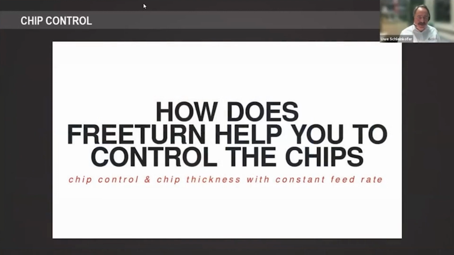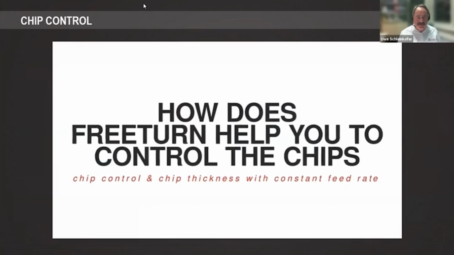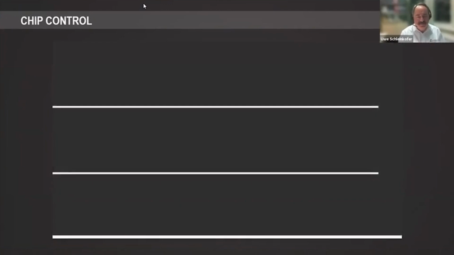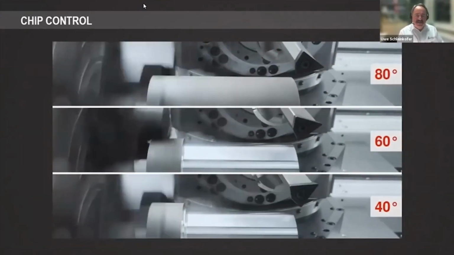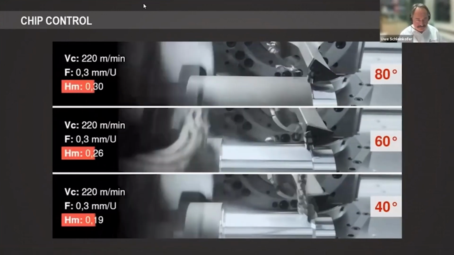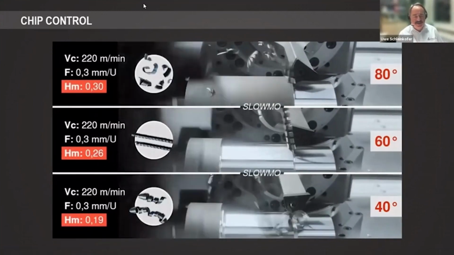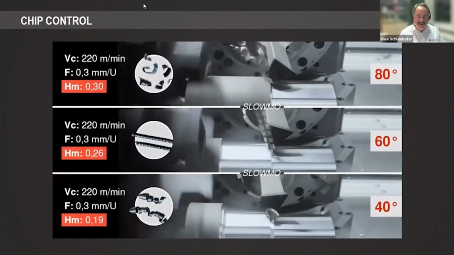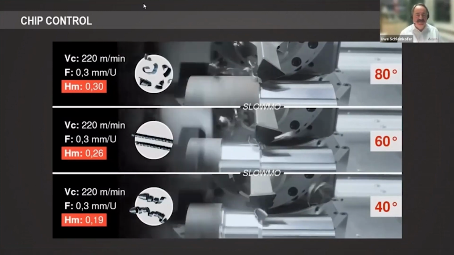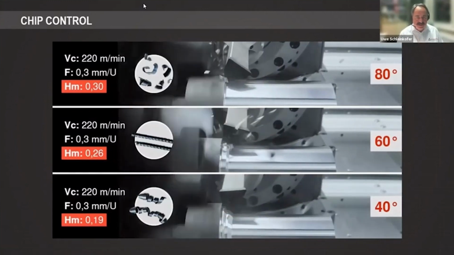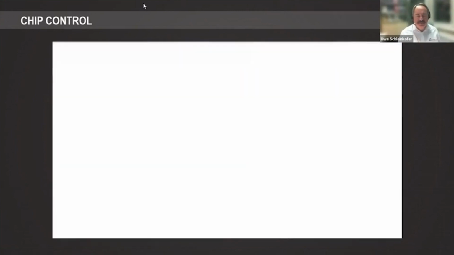So now I'd like to show you that also a little bit in a video. So how does the FreeTurn help you to control the chips? And you see now the same as what I presented to you in a slide, now in a video. You see the thickness of the chip dependent on the approach angle from 80, 60 to 40 degrees. And you see that it is completely different.